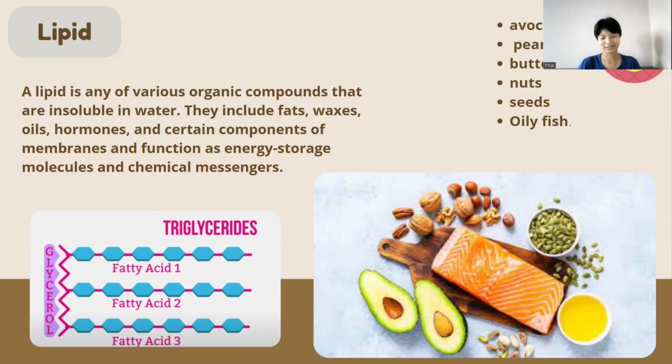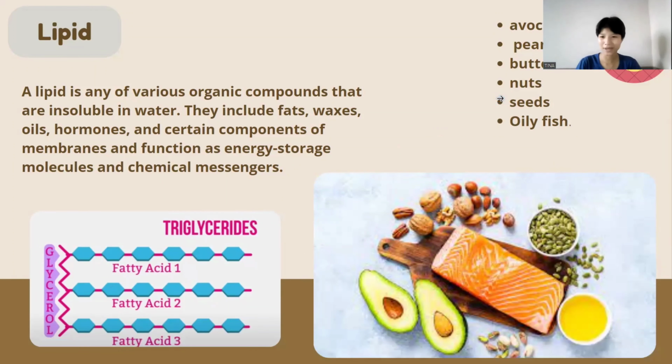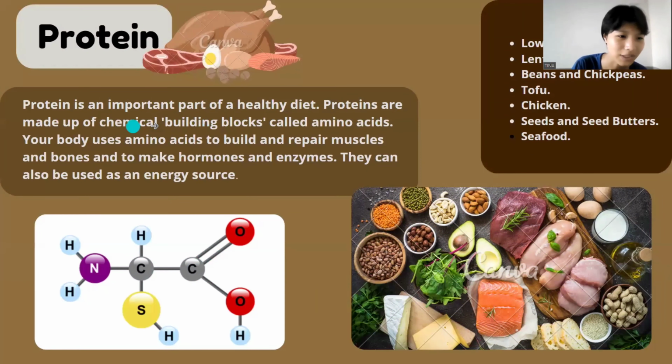There are two types of monomers in lipid, which are called glycerol and fatty acid. This is the structure of the lipid monomer, and you can get lipid by eating avocado, peanut butter, nuts, seeds, and oily fish. So yeah, this is lipid.